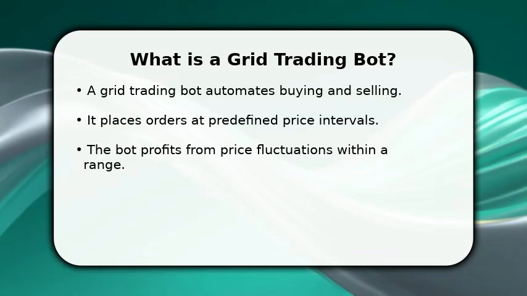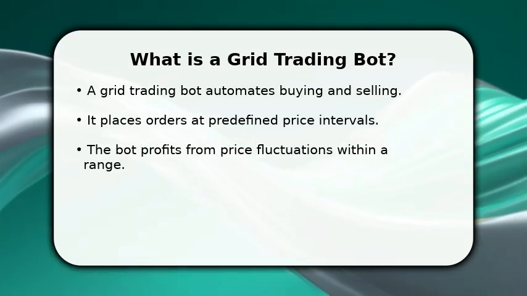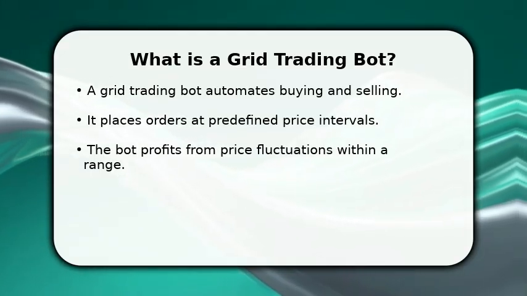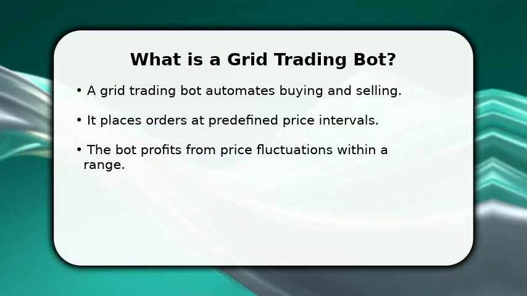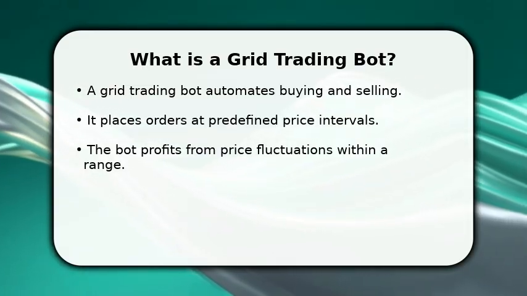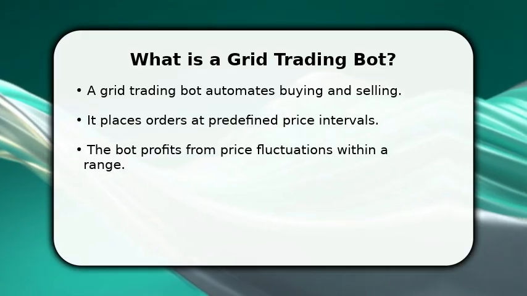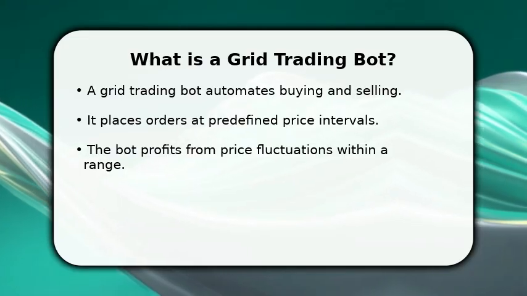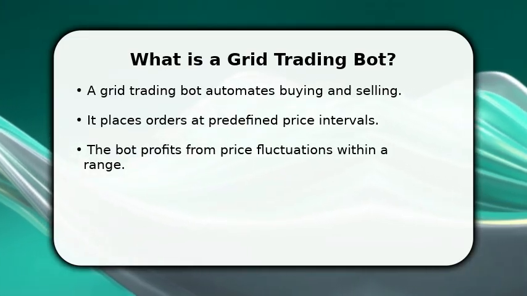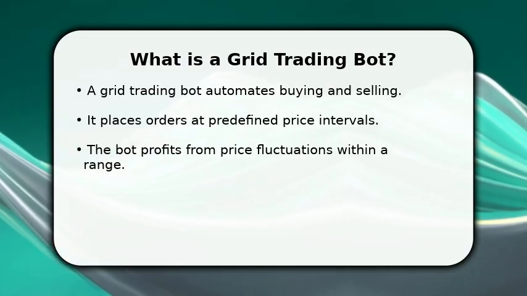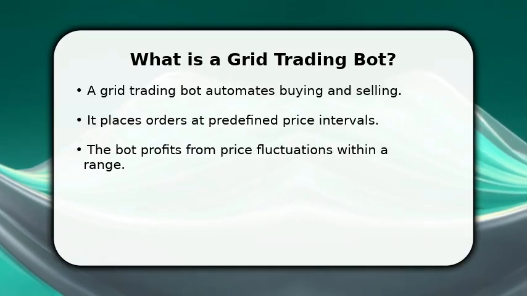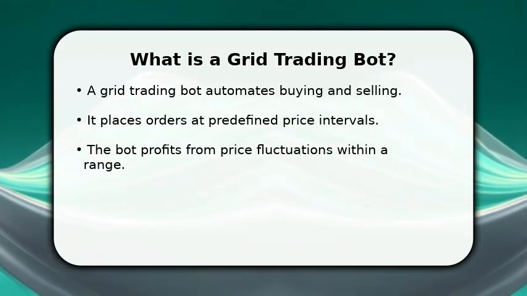Enjoy the video. In this video, I will explain how to use a grid trading bot. A grid trading bot automates buying and selling cryptocurrency or other assets. It places a series of buy and sell orders at predetermined price intervals within a specific range. This strategy aims to profit from small price fluctuations, making it ideal for volatile, sideways markets. It's a systematic approach to capitalize on market movements.